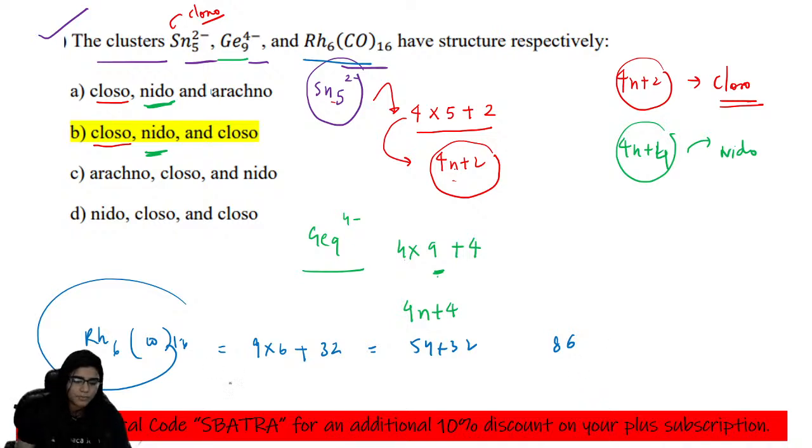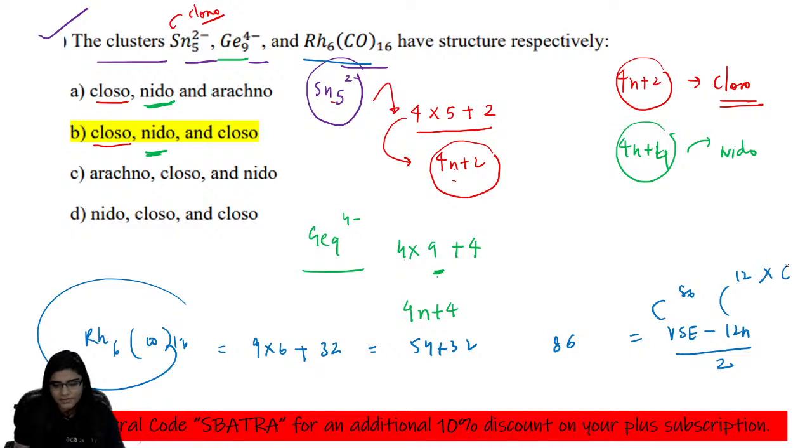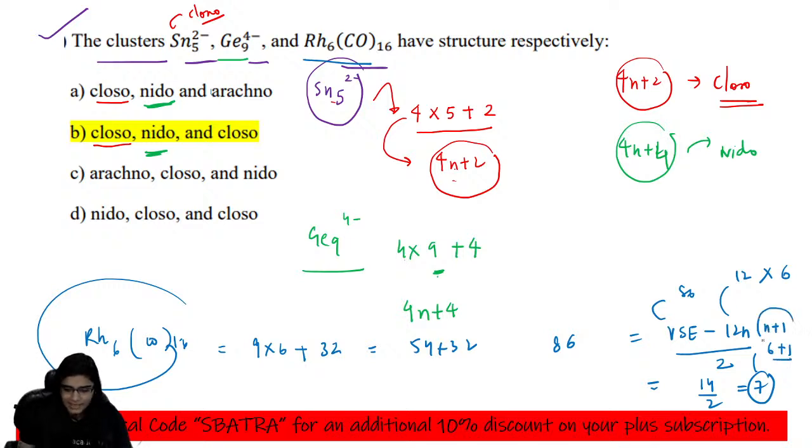Now you have to count the polyhedral electron pairs. You can write valence shell electrons minus 12n, divided by 2. So this is 86, and 12 into n, where n is 6, is 72. 86 minus 72 is 14, divided by 2, so that is going to be 7. How can we write 7? We have 6 metals, so we can write 7 as 6 plus 1. This is nothing but n plus 1, and n plus 1 will give you closo. So option B is going to be the correct option.